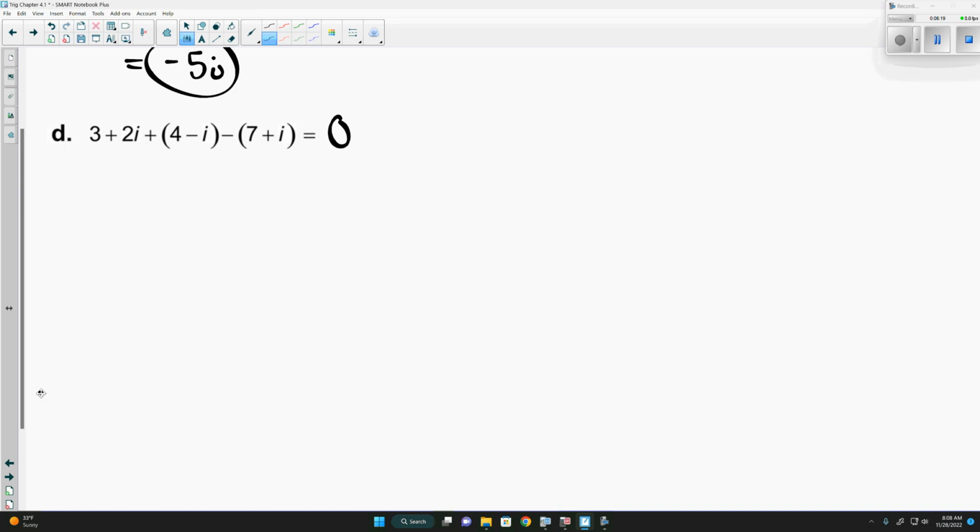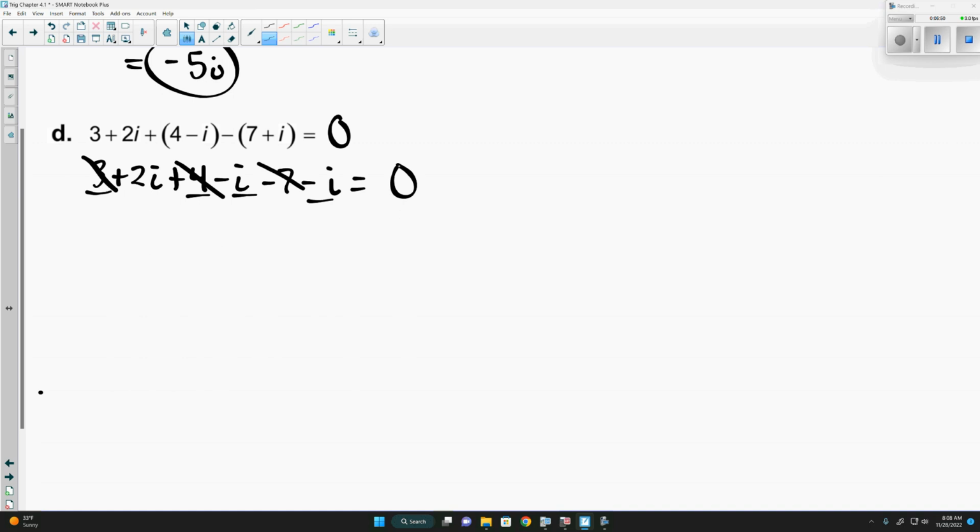0. Because even if we work this out, so 3 plus 2i plus 4 minus i minus 7 minus i, here, if we drop those parentheses and distribute the negative, we would get this here. Well, 3 plus 4 is 7. Minus 7 does give us 0. Negative i minus i is negative 2i. And 2i minus 2i is indeed 0.